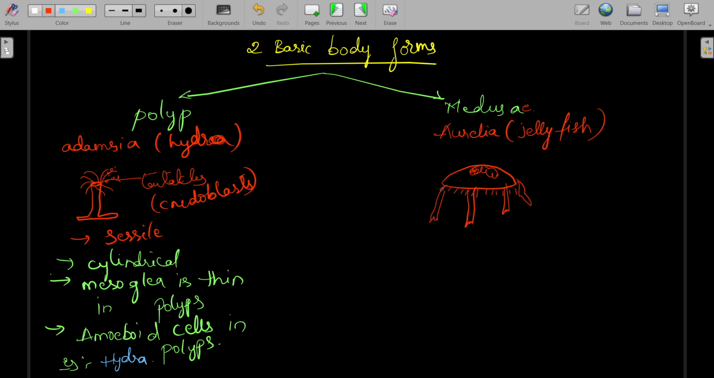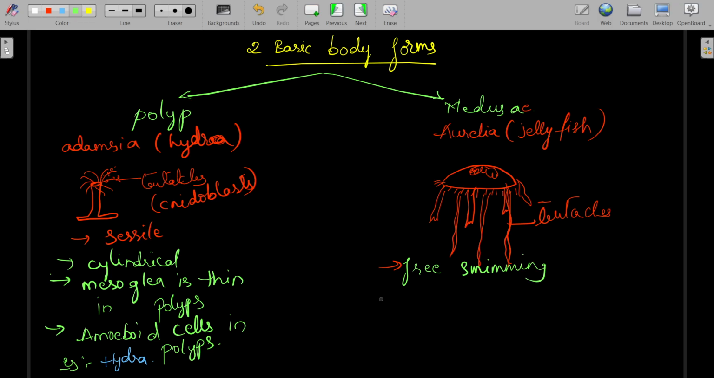So this is a jellyfish. You can see the tentacles. These are tentacles which have cnidoblasts. These are free swimming forms. Medusae are nothing but free swimming forms, and these are umbrella shaped.